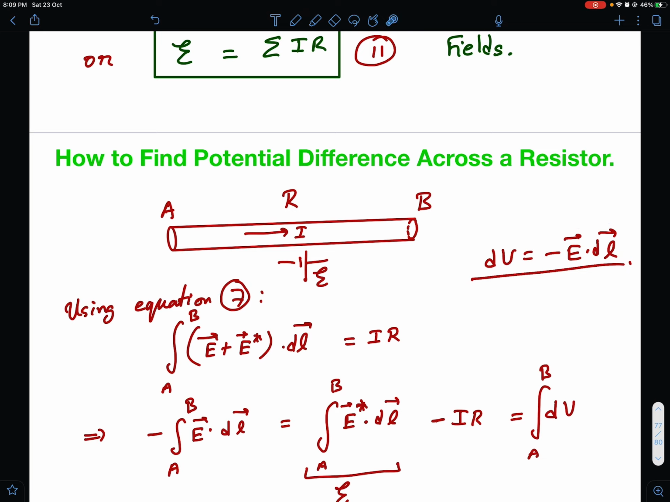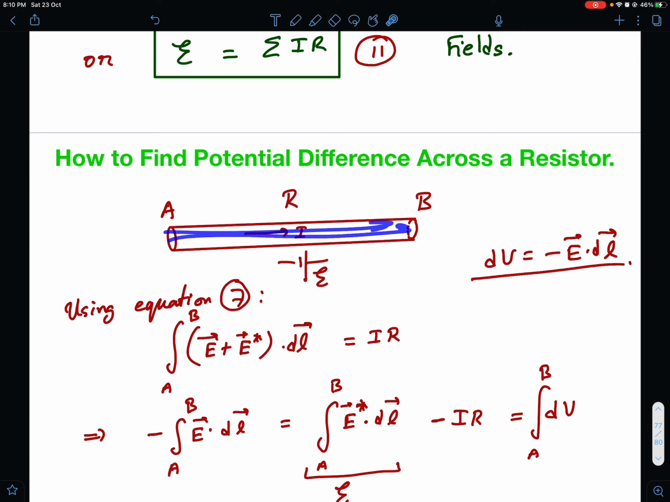So you can see here you have got an E over here and dot dl over here. You take the E dot dl terms to the other side and bring IR to this side. What do you get? The integral of minus E dot dl from A to B becomes the integral of E star dot dl from A to B minus IR. And what is the integral of E star dot dl from A to B?